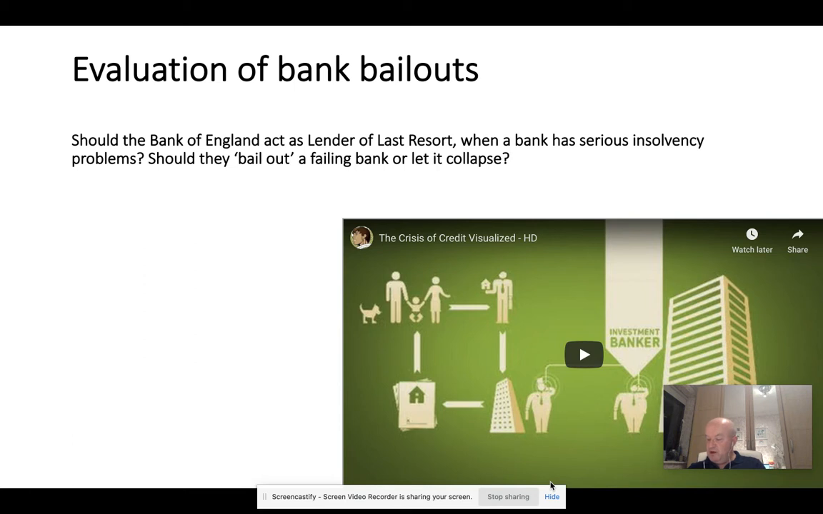I'm jumping around a wee bit here, but I think it's important that we cover some of the key things that are important in this particular sector. And one of the things that obviously is very important and still quite current and is still being talked about an awful lot in economic circles is this principle of bank bailouts and what happened when the crisis of credit hit during 2008-2009.